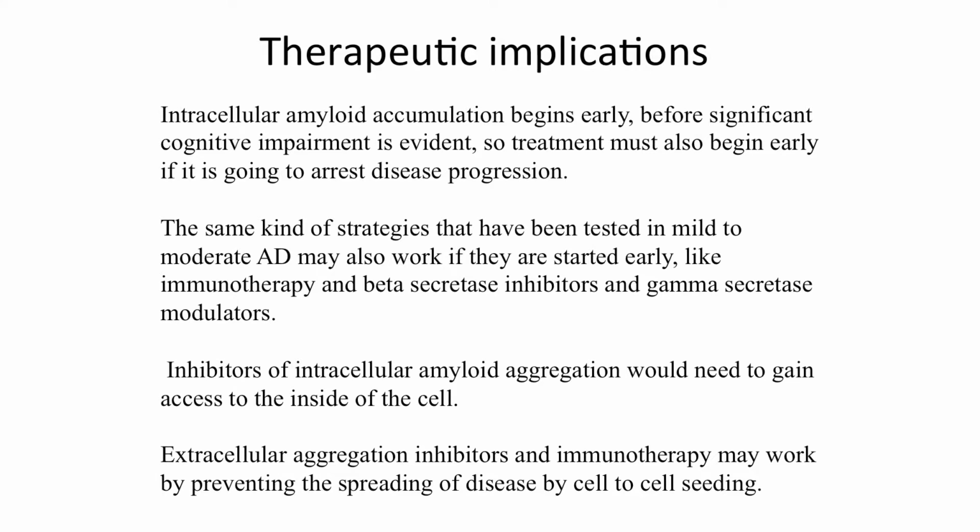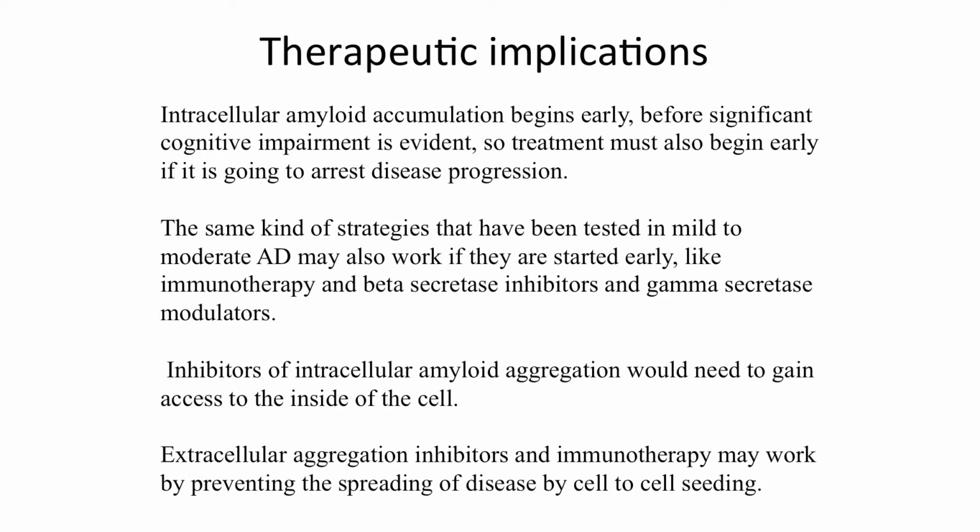So we might have to start treatment 10 years prior to any signs of cognitive impairment. So we're going to need therapies that are very safe. Now, the important thing is that the same kind of strategies that have been tested in mild to moderate might actually work if they're started earlier, so they can prevent this kind of pathology from initiating and being transmitted between cell to cell.